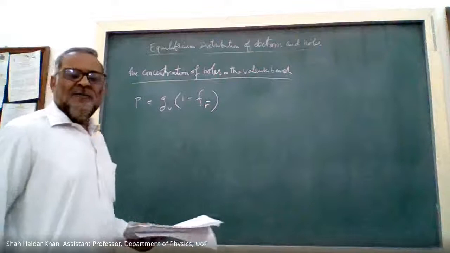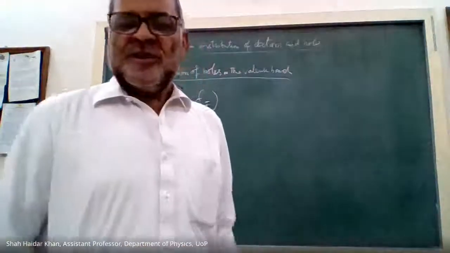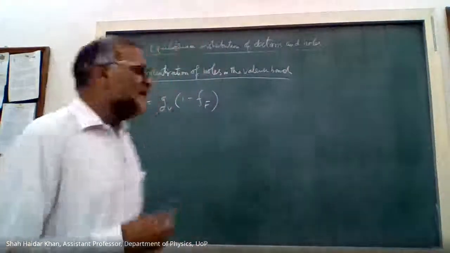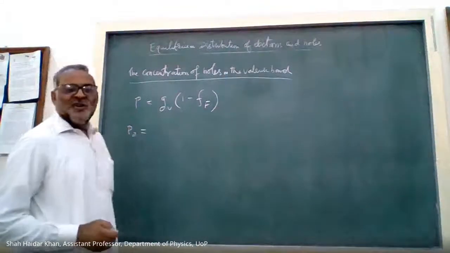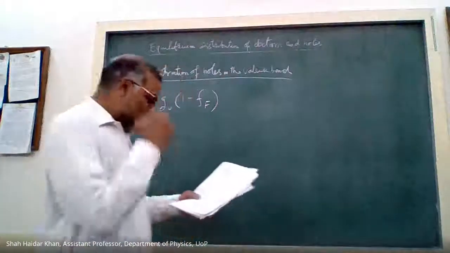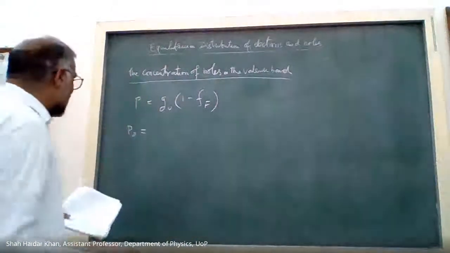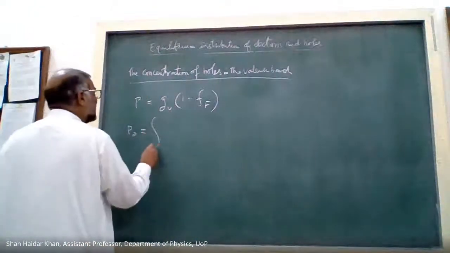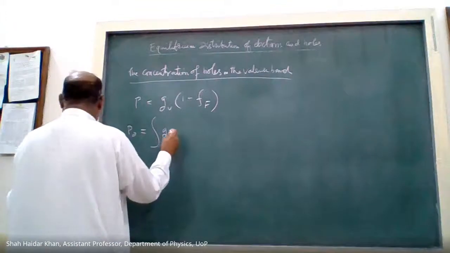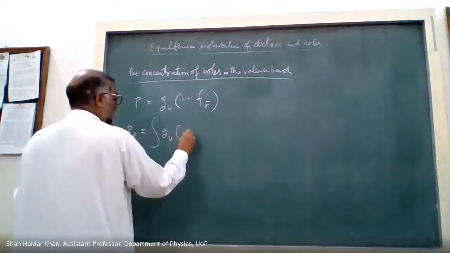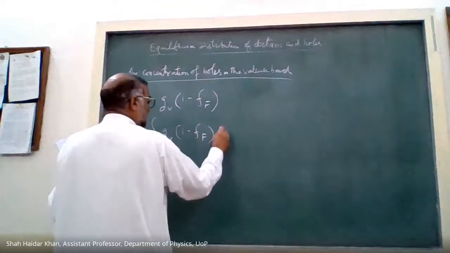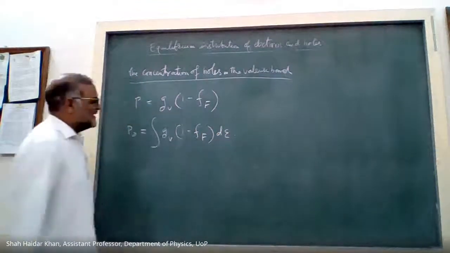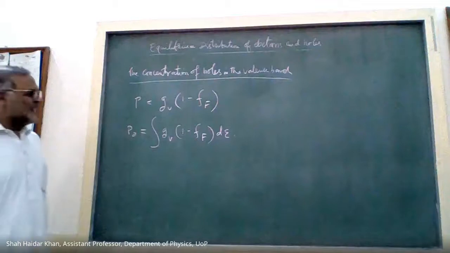So if I want to find the equilibrium concentration of holes in the valence band, P naught, then I should integrate it over the valence band energy, right? So that will be GV into 1 minus F into dE, right?